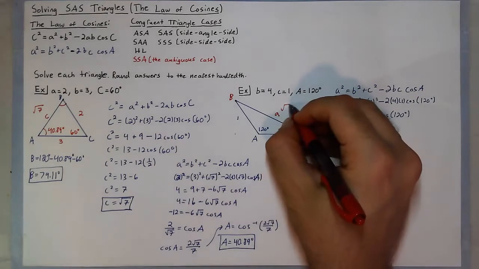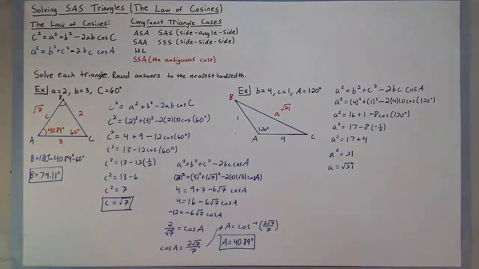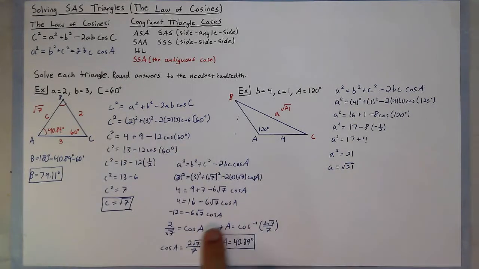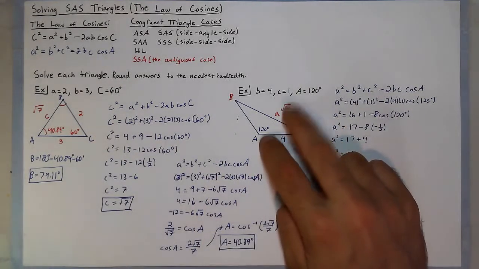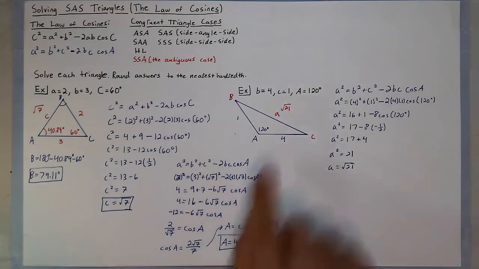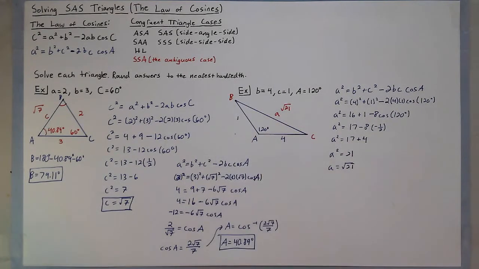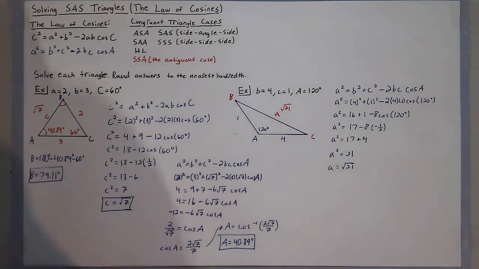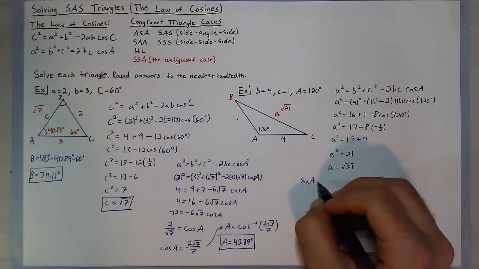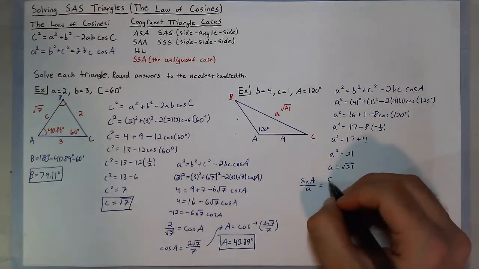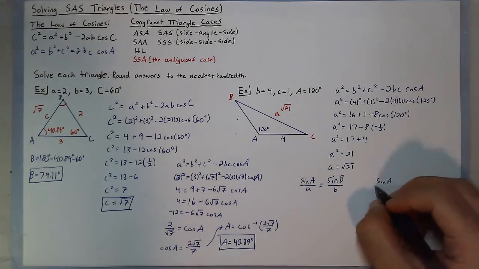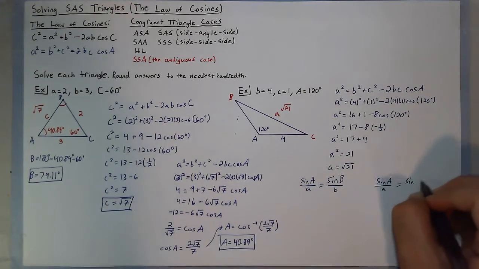And now look for the remaining angles. This time, instead of using the law of cosines again, since I have a pair of A and sine A, I'm going to use the law of sines to find the other two angles. So I can say sine of A over A is equal to sine of B over B. And I can also say sine of A over A is equal to sine of C over C.